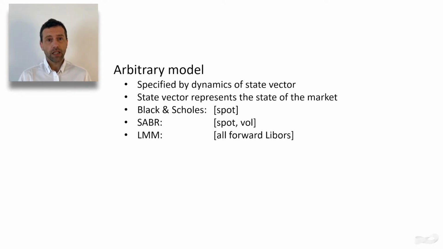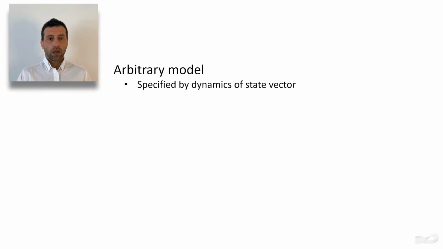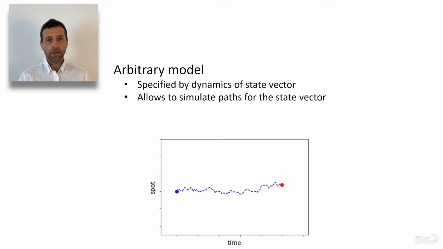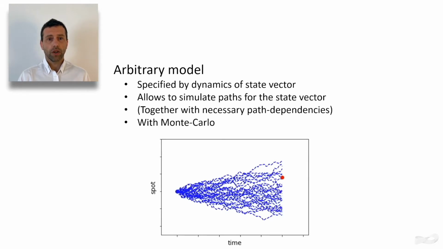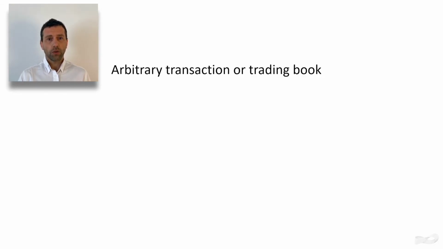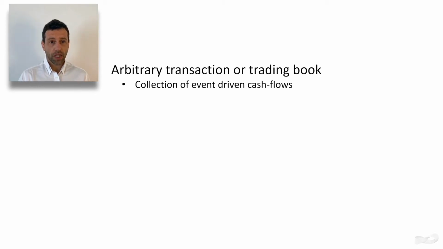In a Libor market interest rate model, we have a high-dimensional state containing the current values of all forward Libors on the yield curve. In general, we deal with high-dimensional states collecting all the market variables affecting a transaction or a trading book. The model specifies the dynamics which allows to simulate paths for the state vector together with necessary path dependencies with Monte Carlo. We also work with arbitrary transactions or trading books defined as collections of event-driven cash flows.